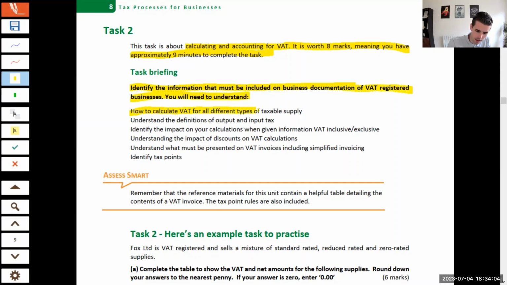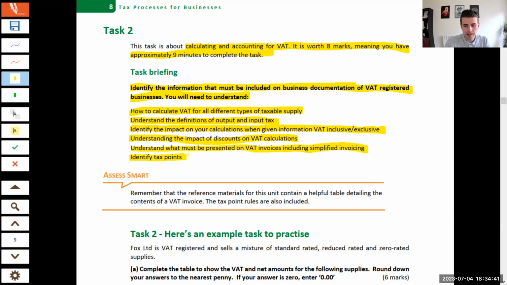So how we calculate VAT, understanding output and input tax. Again, at this point, I'm hoping you're aware of the differences. Identifying the impacts of calculations when given information about gross or net, VAT inclusive, VAT exclusive. We'll talk about that in a minute. Understanding the impact of discounts on your calculations, understanding what must be presented on invoices and simplified invoices. Probably the only stick in the mud in this question, okay? And you may be asked to identify tax points too.